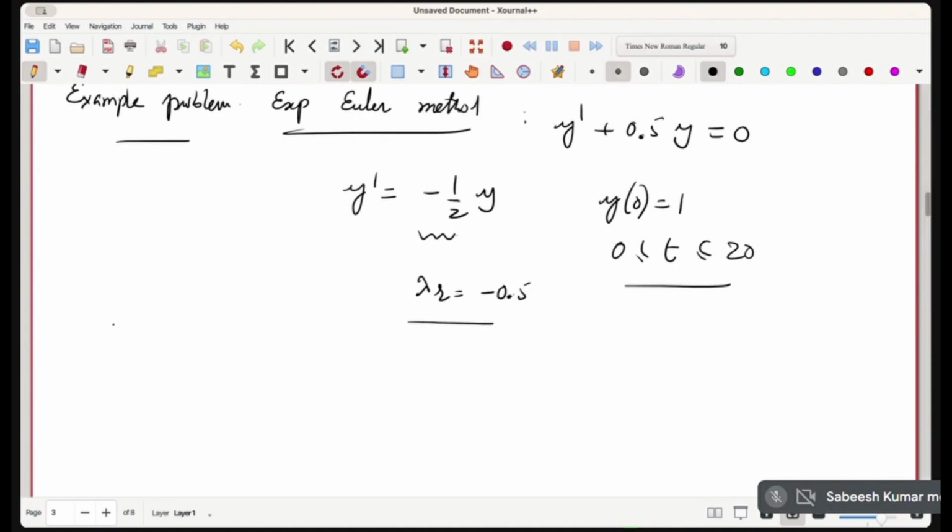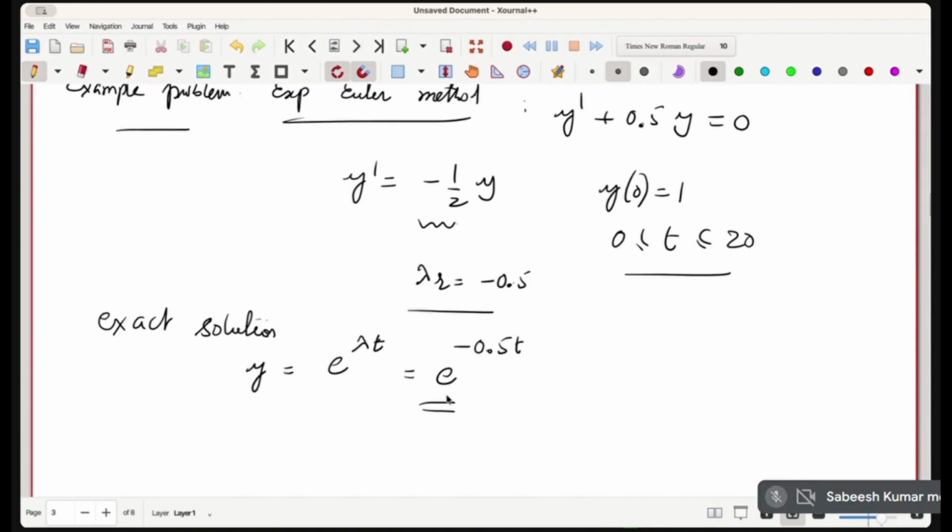So we know that the exact solution to this problem, from y prime by y, is e to the power lambda t. That means e to the power minus 0.5 t, right? So y equals e to the power minus 0.5 t. That is the exact solution.